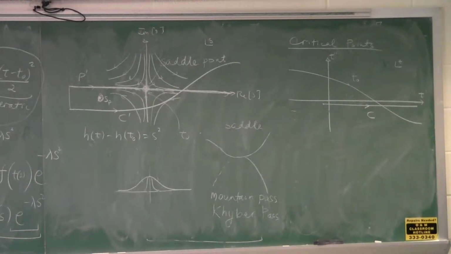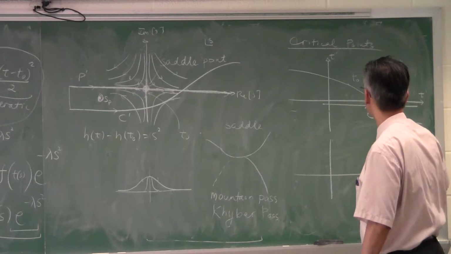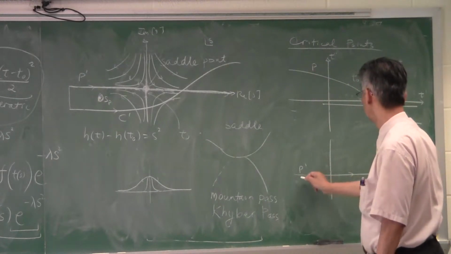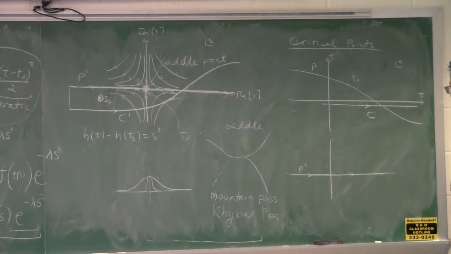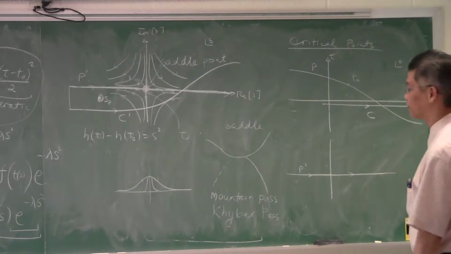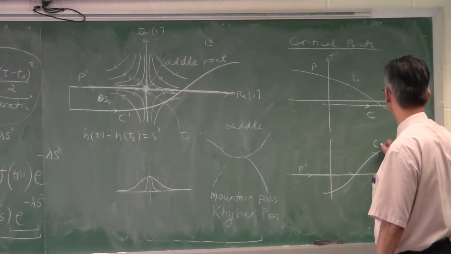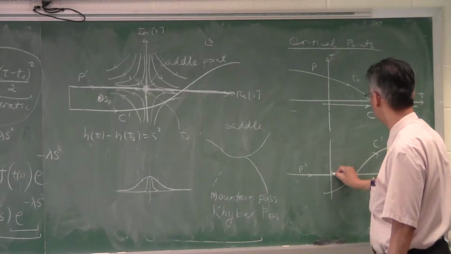Okay, this is a complex T. Let's assume that the pole is not there. Let's try to identify what the critical points of this integral are now. So I go to the complex S plane. This P maps to P prime, which is over here. And this C probably maps to something that looks like this. C prime. Okay, and then this point T maps to this.